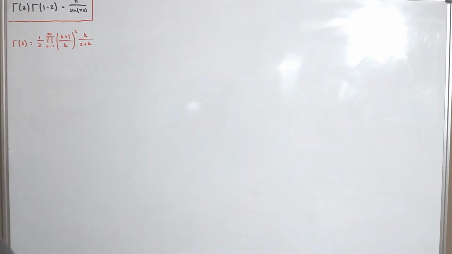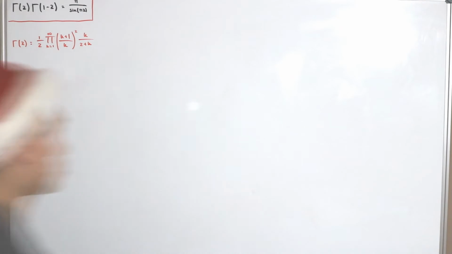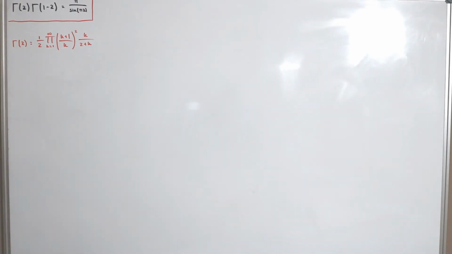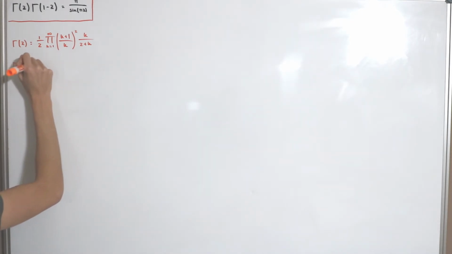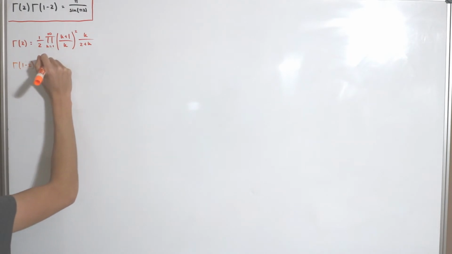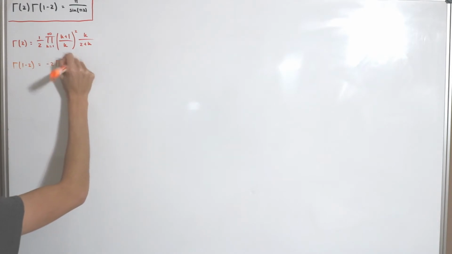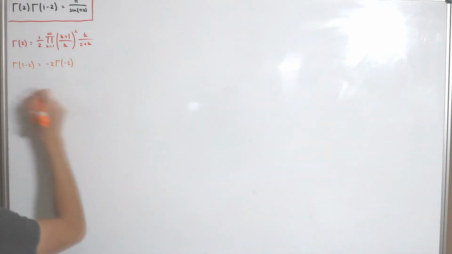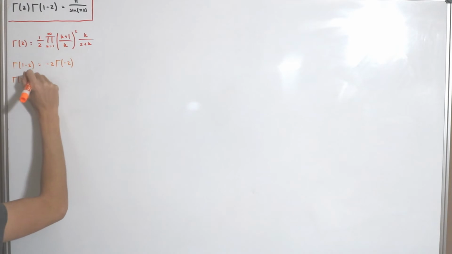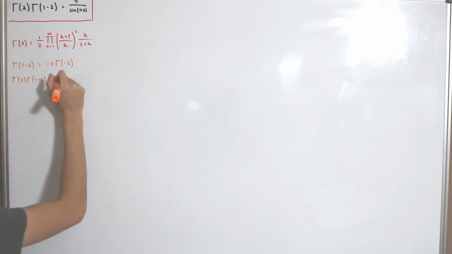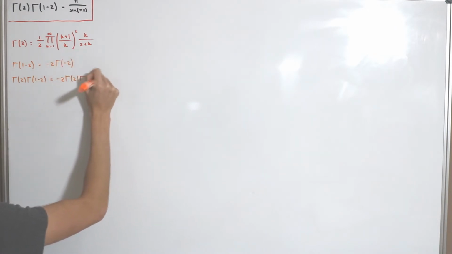Okay, so one interesting property we want to note, and this will become very important when we combine everything together, is that for the gamma function of 1 minus z, we can use the property of gamma functions that this is equivalent to negative z multiplied by the gamma of negative z. Using this, we can say that the gamma of z multiplied by the gamma of 1 minus z is equal to negative z multiplied by gamma z, and then multiplied by gamma of negative z.